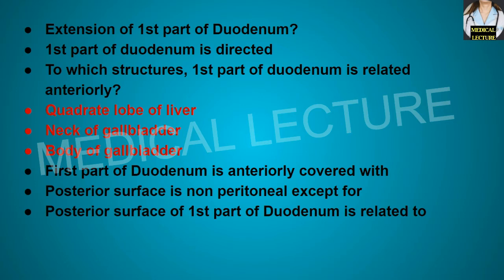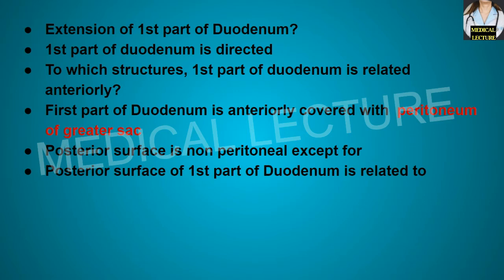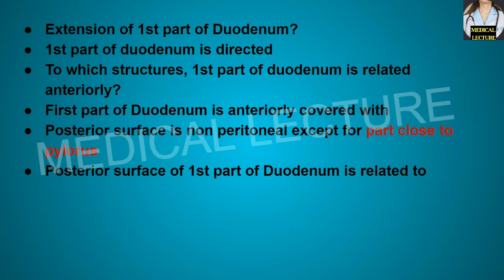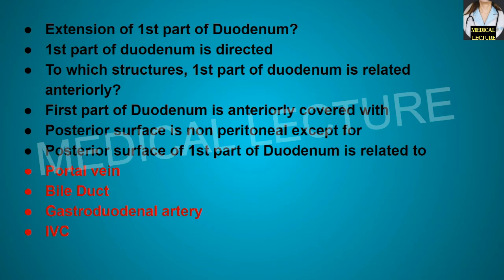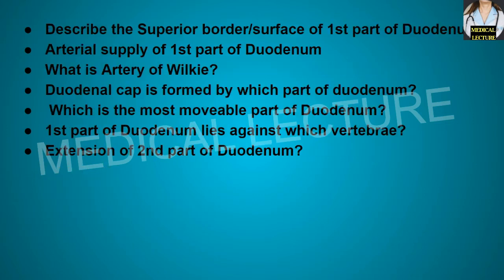The first part of the duodenum is anteriorly covered with peritoneum of the greater sac. The posterior surface is non-peritoneal except for the part close to the pylorus. The posterior surface of the first part of the duodenum is related to which structures? It is related to the portal vein, bile duct, gastroduodenal artery and the inferior vena cava.